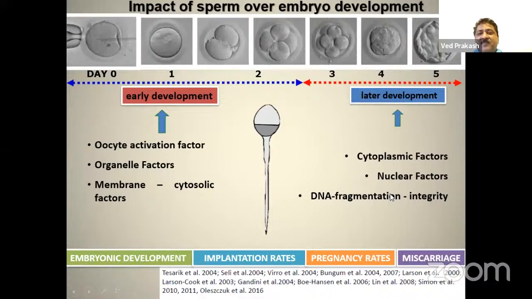So I will start with sperm, because male infertility is related to sperm only. Whenever we talk about male infertility, our focus remains on sperm. So what is the impact of sperm on embryo development? In embryo development, from day 0 to day 5, the in vivo environment is like this. First, sperm has to enter the uterus and activate the oocyte. After that, there are many other sperm-related factors that contribute to embryo development.